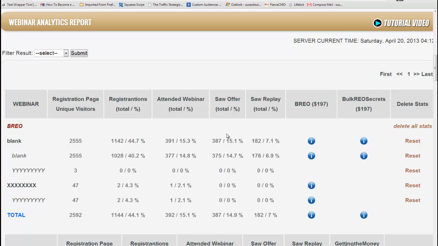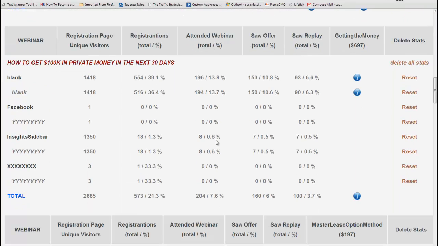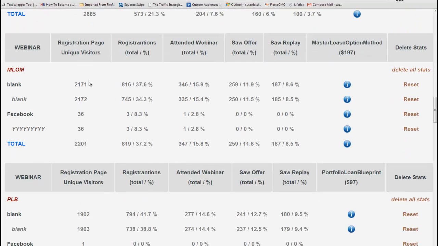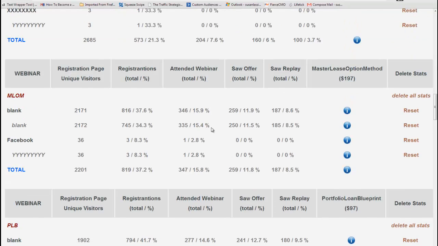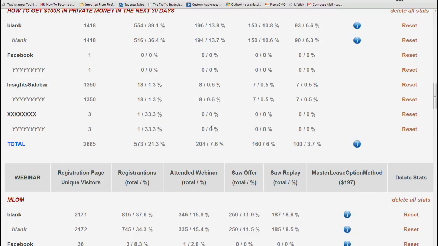And we also have, as you might imagine, because I'm an expert in sales funnels, an upsell downsell funnel behind that. So Evergreen Business System, the way we have it set up, just tracks the front end sale. It won't track all the way through the funnel for our upsells, our downsells, and into our continuity program. But that's the first one. The next one is called How to Get 100,000 in Private Money in the Next 30 Days. And then we have a MLOM, which stands for Master Lease Option Method webinar, and PLB, which stands for our Portfolio Loan Blueprint webinar. Now, we run webinars for products that have price points of anywhere from $97 to $697.